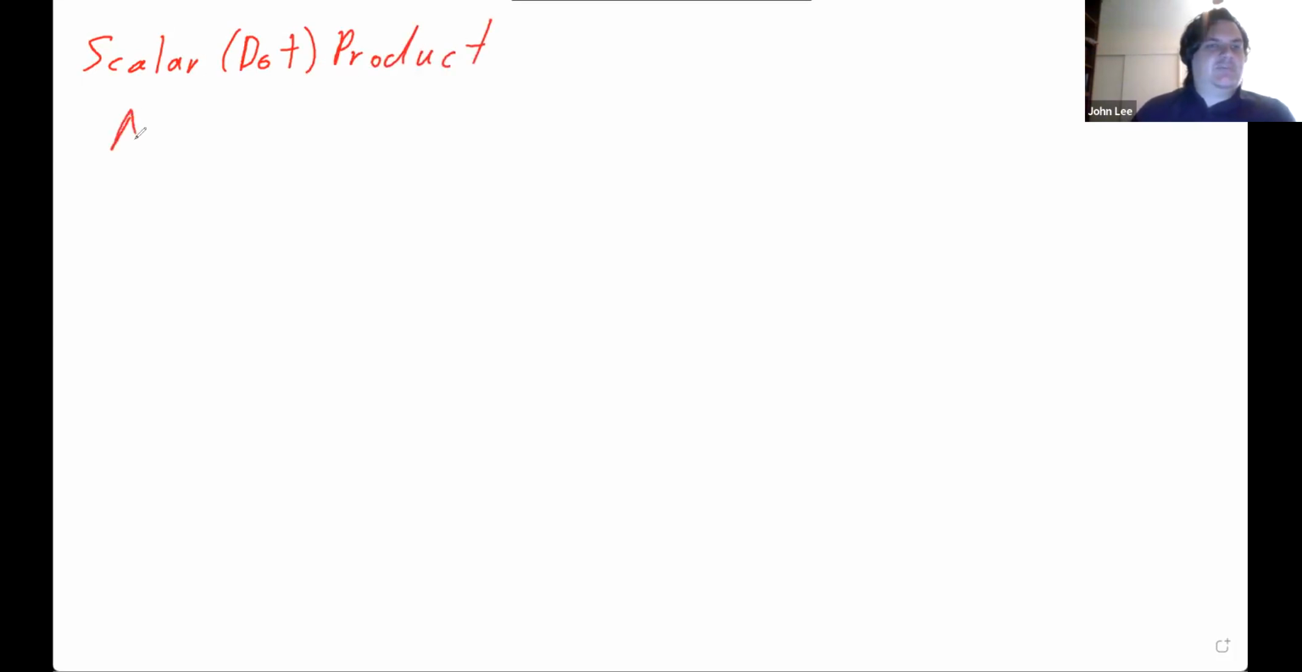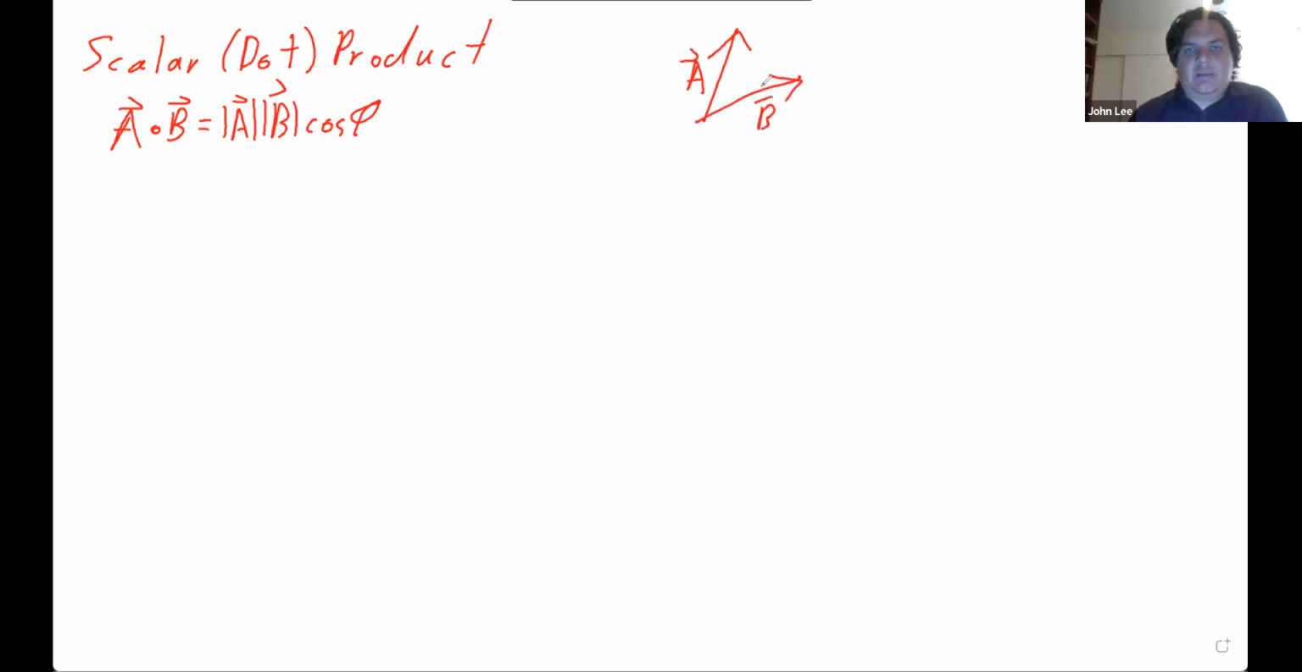which is just defined as A dot B is equal to A B cosine phi, where phi is defined as the angle between A and B. So you have A, you have B, and phi is the angle in between them.